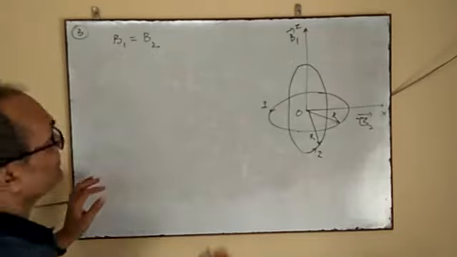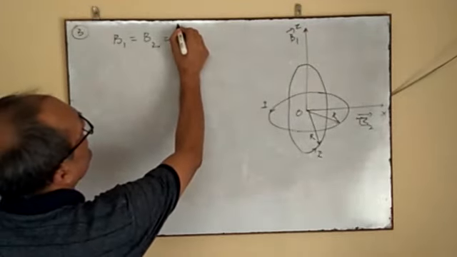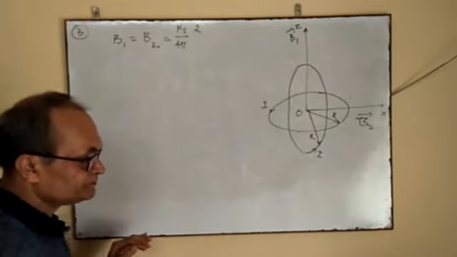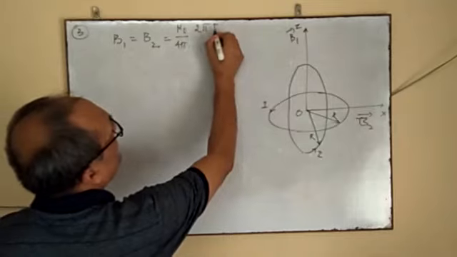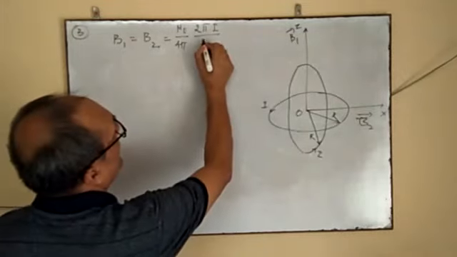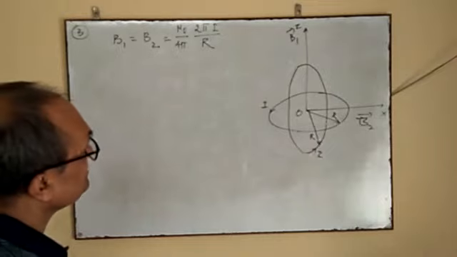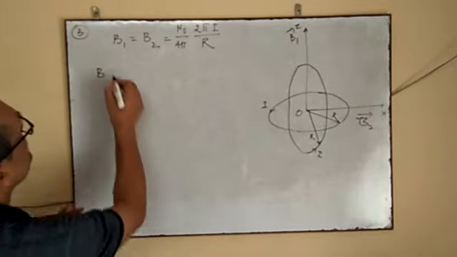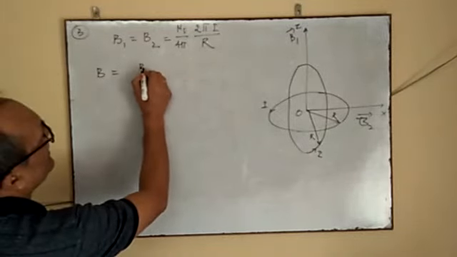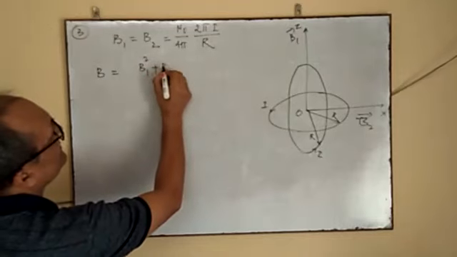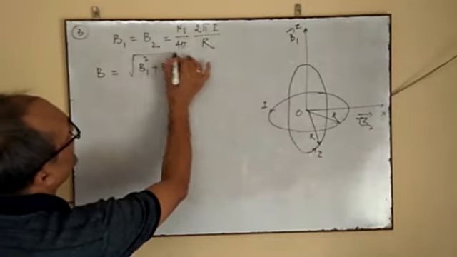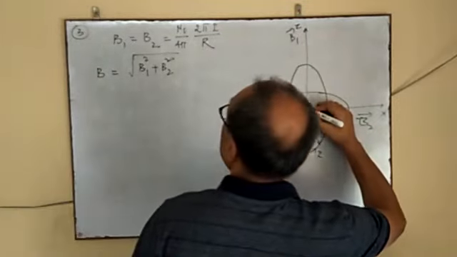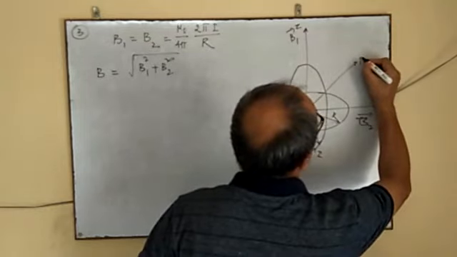So this will be equal to what? Mu naught by 4 pi, this is 2 pi I by r. Its radius is r. So net magnetic field will be equal to the square root of B1 square plus B2 square, according to the law of parallelogram of vectors. This is the direction of B, the resulting magnetic field.